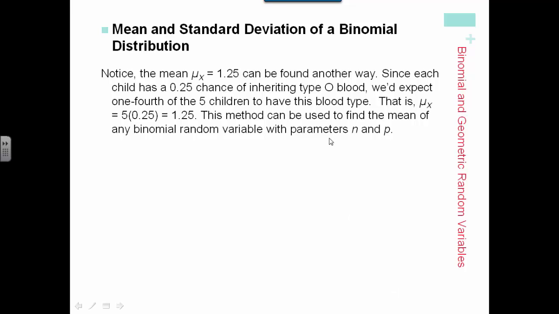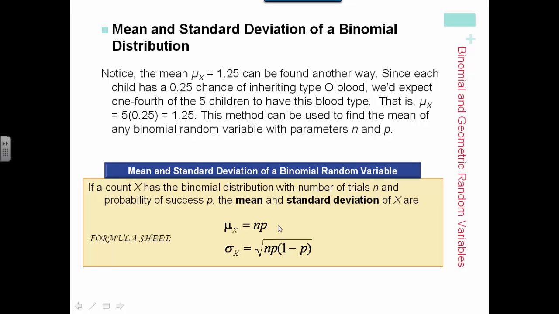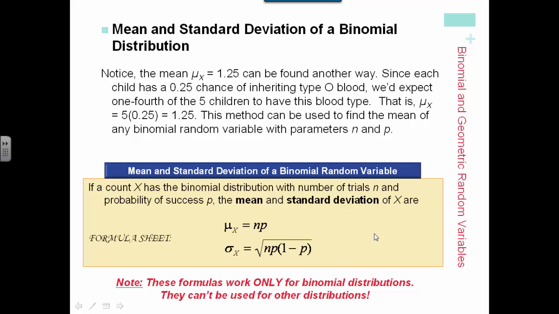Notice that the mean, 1.25, can be found another way. We can take 5 times 0.25. This method can be used to find the mean of any binomial variable with parameters n and p. So here's how we can find it. The mean for a binomial distribution is np. The standard deviation is the square root of np times 1 minus p. These formulas work only for binomial distributions. They can't be used for other distributions.